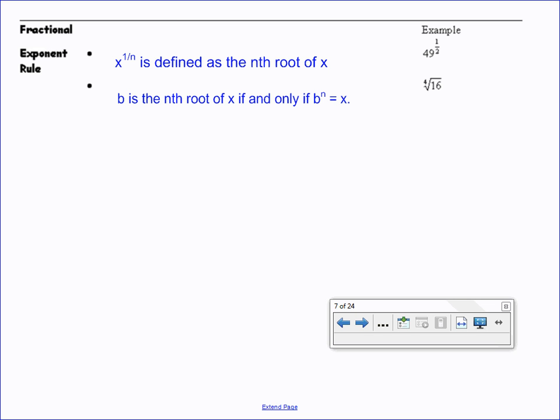The second bullet says that b is the nth root of x if and only if b to the n equals x. And this was your number 6 stamp in your activity from last time. B is the nth root of x if and only if I multiply b by itself n times, the result is x. So for our examples, 49 to the 1/2 is defined to be the 2nd root of 49, or more familiarly, the square root of 49. So the square root of 49 is 7. And that's a single number because there's no plus and minus here. We did not create the plus and minus radical as a means of solving an equation the way we did in our Bellwork. So this is just a single value, and it's 7.